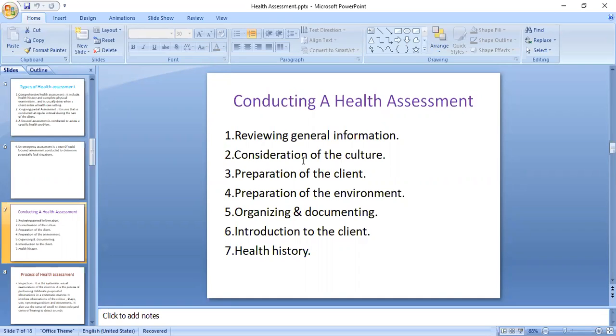Then preparation of the client. For health assessment, the important point is preparation of the client. We have to prepare the client very properly. We have to assess the physiological and psychological needs before collecting all the information. We have to see the patient's mood, whether he is in the mood of talking or not. We have to explain the purpose of health assessment thoroughly and make them understand.